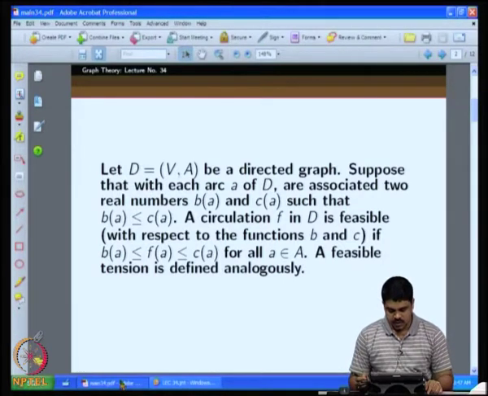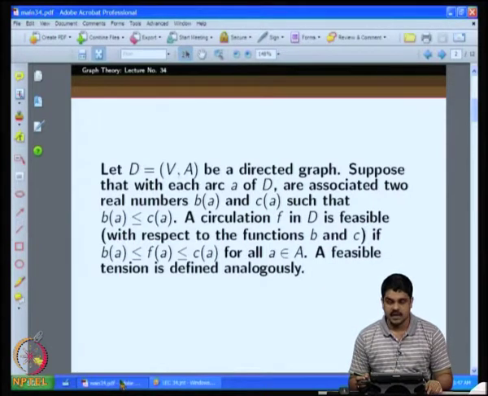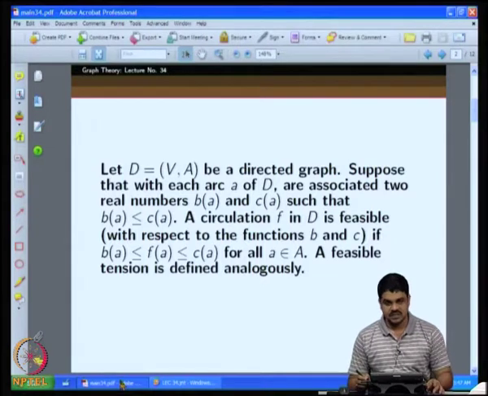c of a. Now, a circulation f in D is called a feasible circulation with respect to these functions b and c, if b of a is less than or equal to f of a is less than or equal to c of a for all a element of A. A feasible tension is defined analogously. For instance, we are given lower bound b and upper bound c.